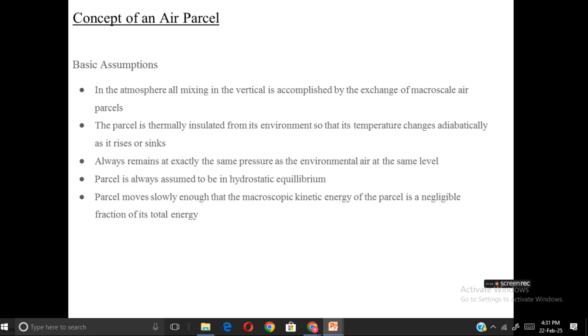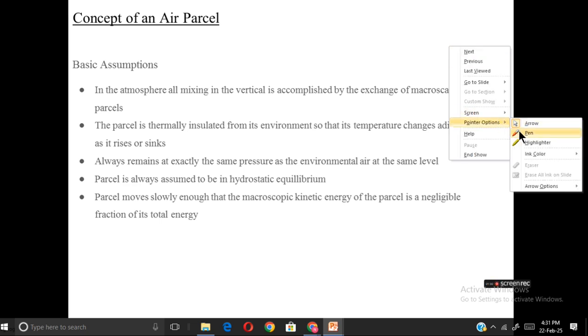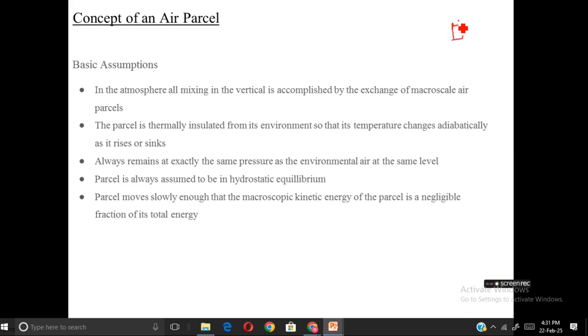Okay. Now let me introduce you to the concept of an air parcel. Generally, when we talk about vertical motion in atmospheric science, we use the term air parcel. The system that we generally consider in atmospheric science is an air parcel. So what basically is an air parcel? To make it easy to imagine, you can consider a cube of air in the atmosphere, which has a fixed volume and fixed mass. That is basically an air parcel.